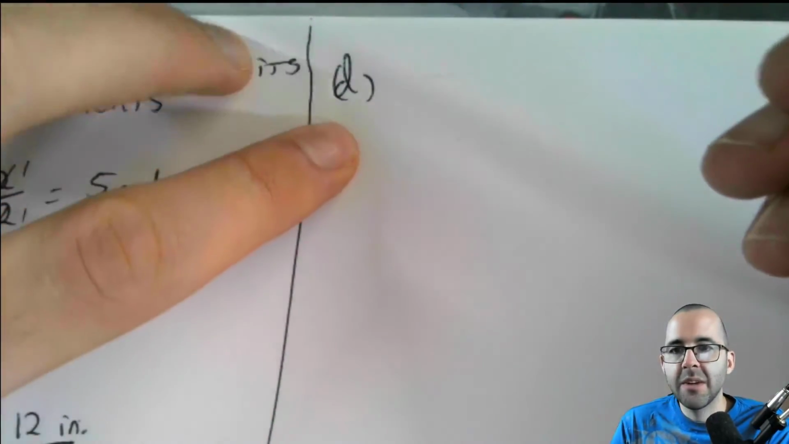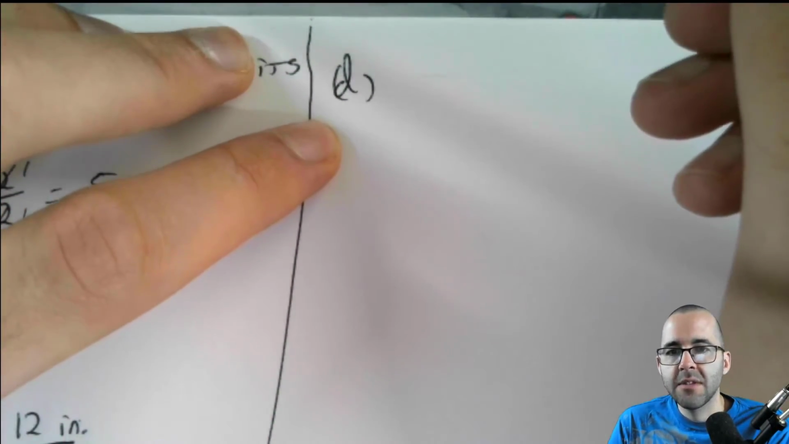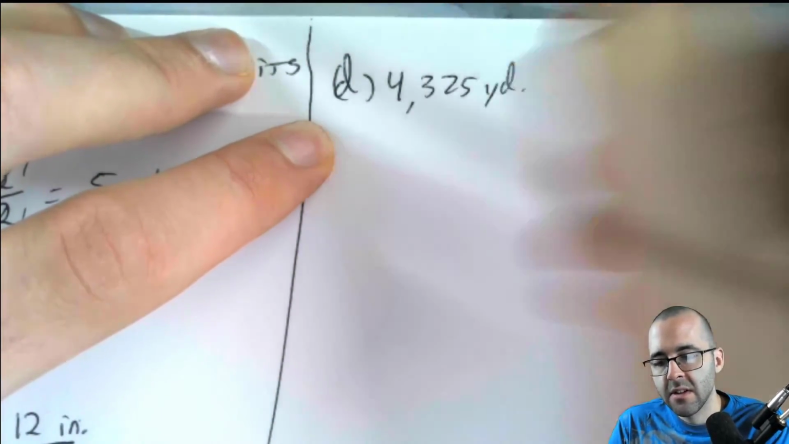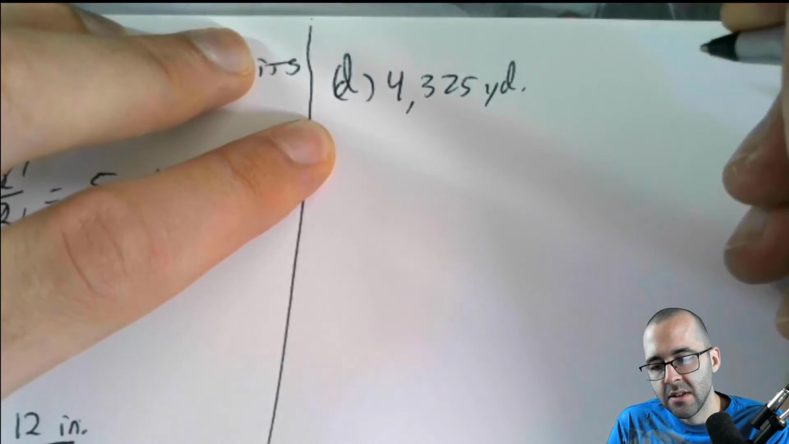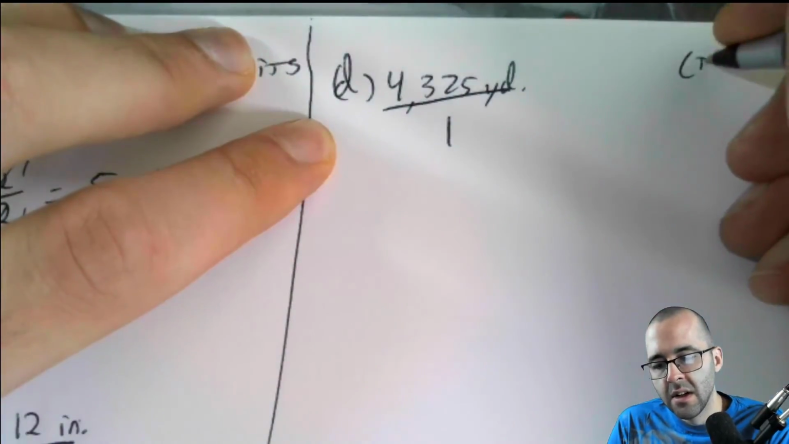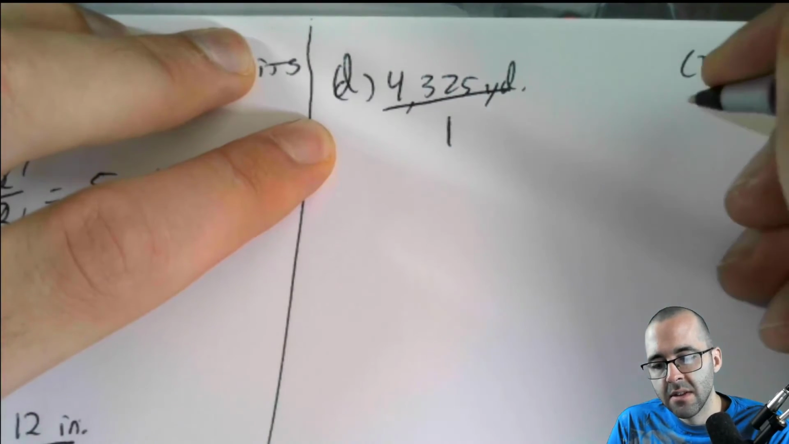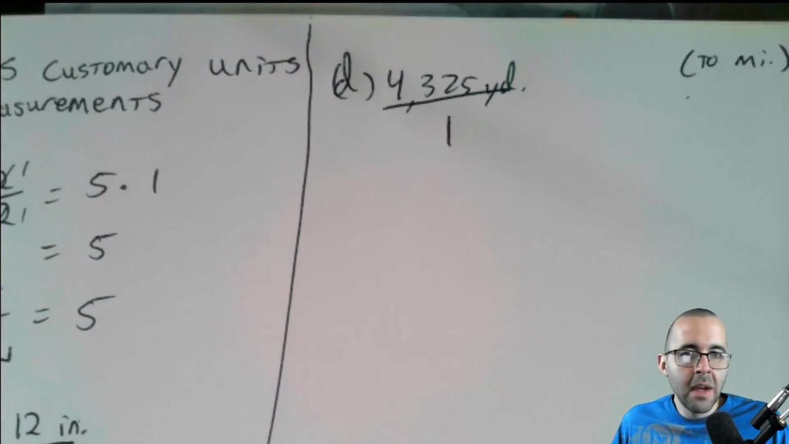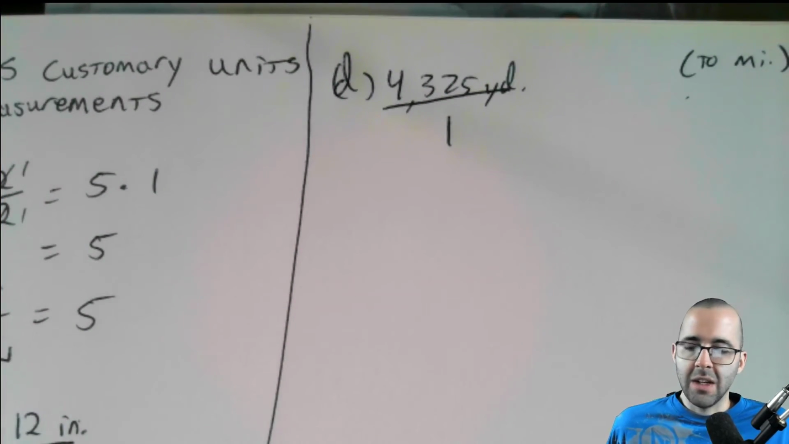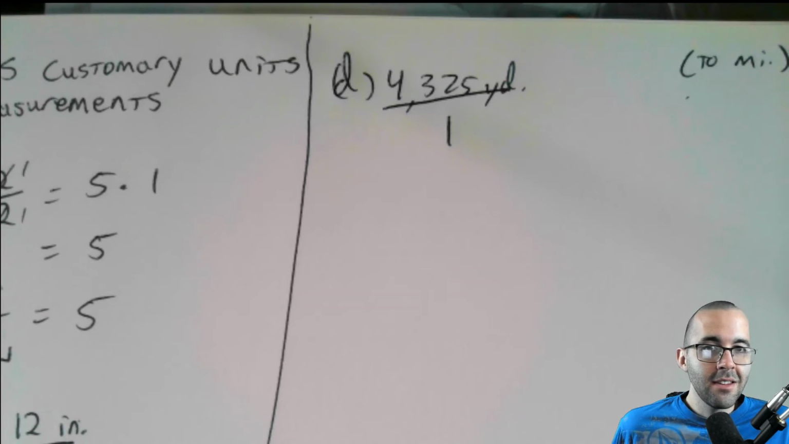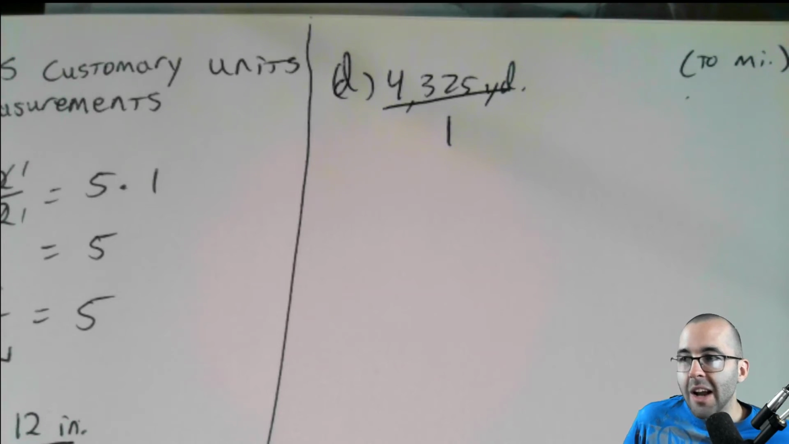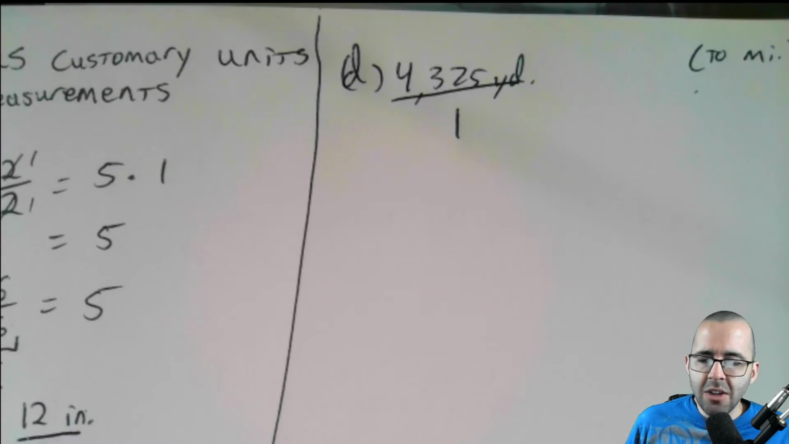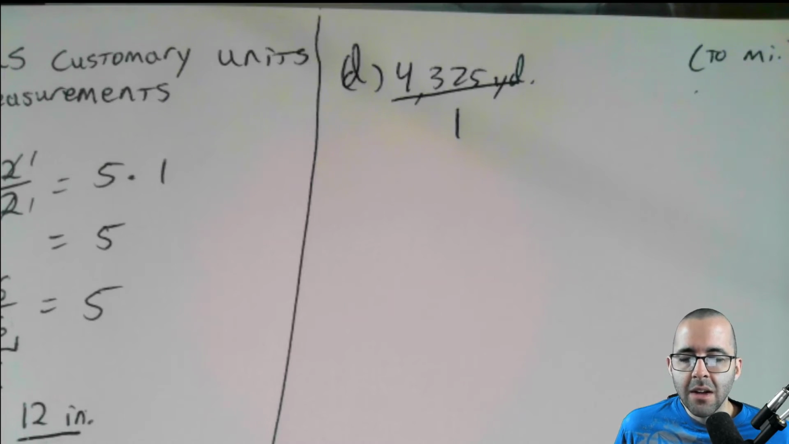All right, last one here. Let's do part D. 4,325 yards, and we want that over 1. We want to translate that to miles. If you look at your conversion table, you may or may not find a relationship between yards and miles. I don't know how many yards are in a mile, but I could find out. So you can check your conversion table if it's there. I don't actually remember off the top of my head. You can find out how many yards are in a mile and do it that way.